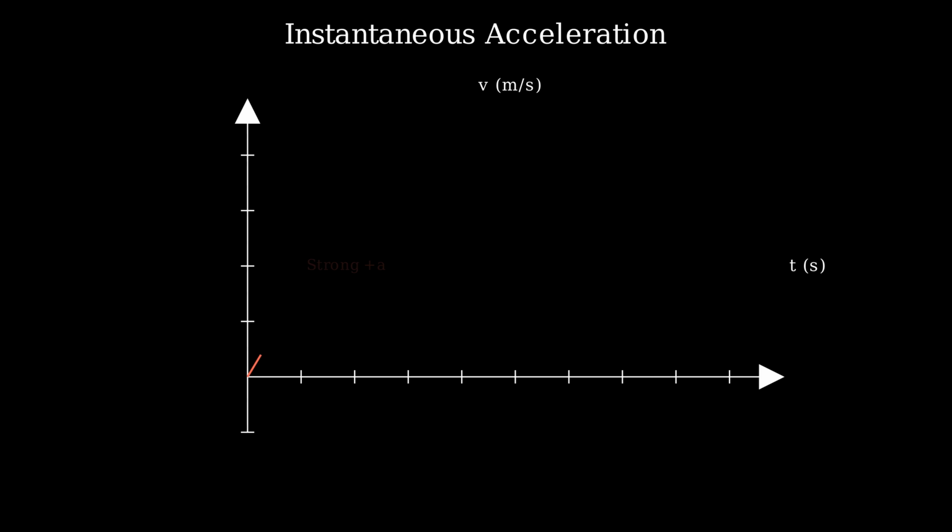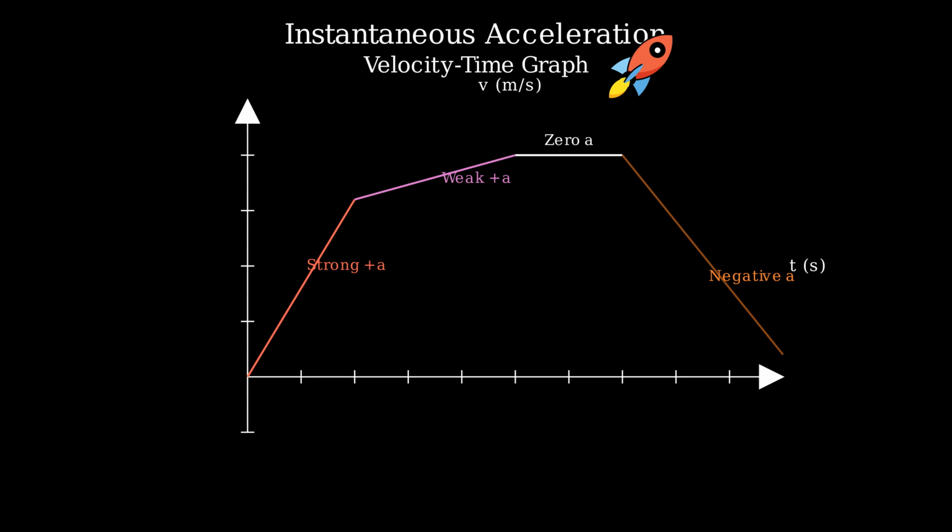A velocity time graph can show all this visually. A steep upward slope means strong positive acceleration. A gentle slope means weak acceleration. A flat line means zero acceleration. A downward slope means negative acceleration.